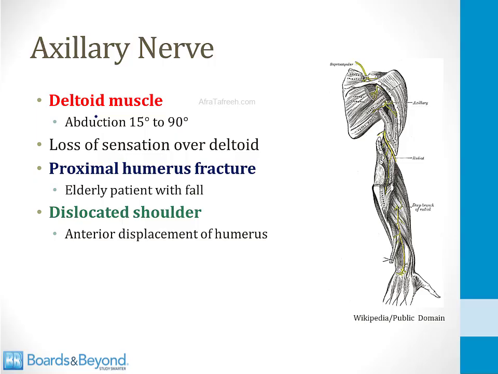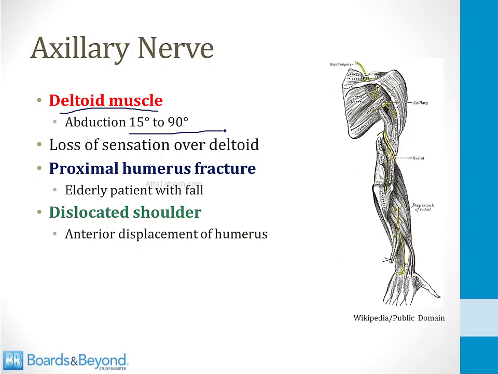One of the major structures found near the armpit is the deltoid muscle. This is a large shoulder muscle. It's the muscle that gets huge in bodybuilders, and it's responsible for much of the abduction at the shoulder. In particular, it's responsible for abduction from 15 to 90 degrees. So you can imagine that patients who have an axillary nerve lesion will have difficulty abducting the shoulder.